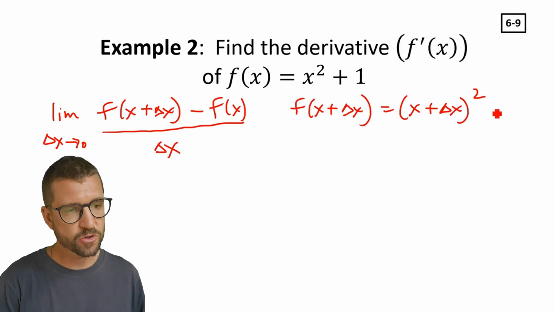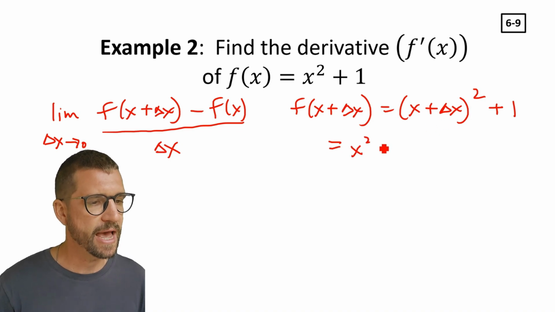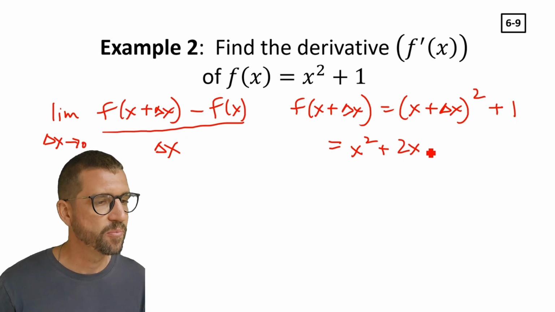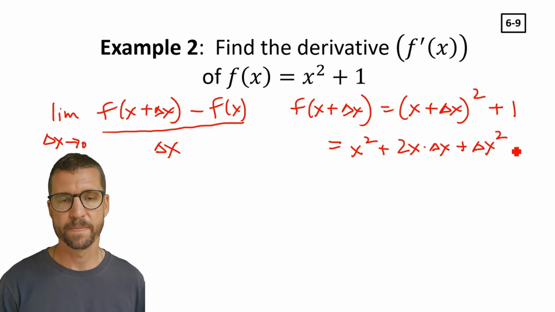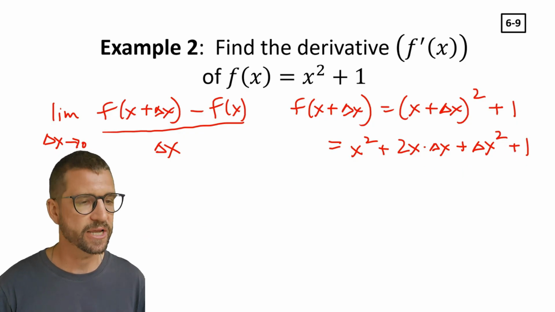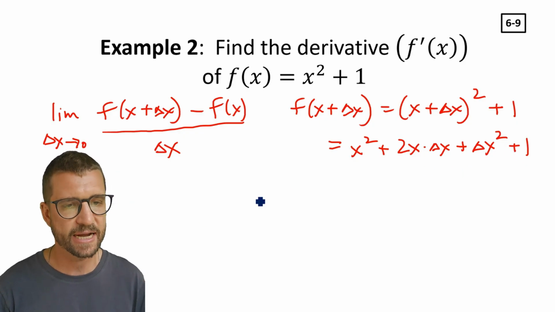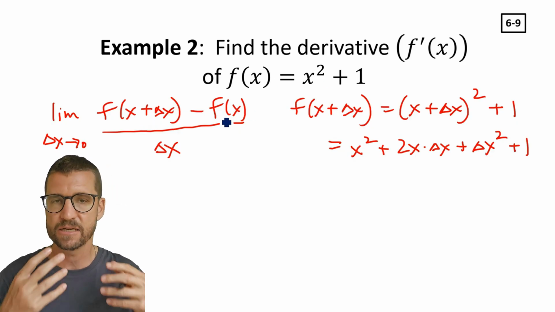All right. So let's go ahead and square it. And what are you going to get? You're going to get x squared plus 2x times delta x plus delta x squared plus 1. Okay. And now what we're going to do is we're going to go ahead and plug in f of x plus delta x to this equation, f of x into this equation, delta x, and let's see what happens.